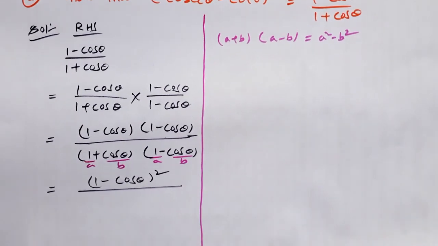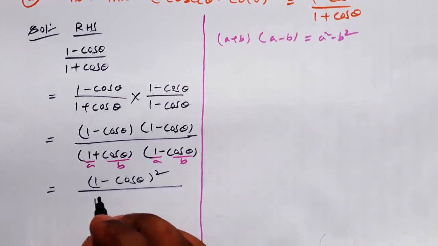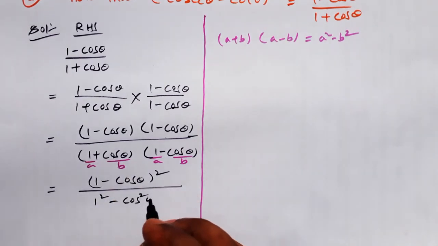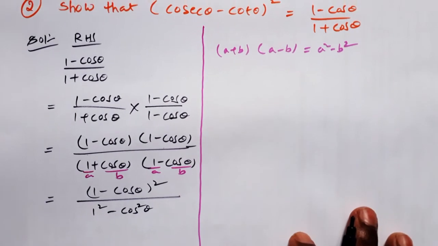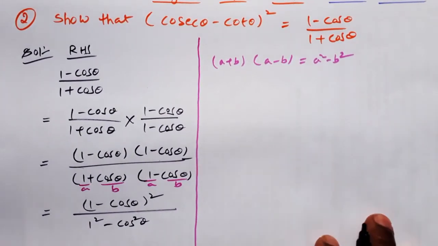So in the denominator, now what we have to write? A square. A means what? 1. So 1 square minus B square. B means what here? Cos square. That's it. Okay.